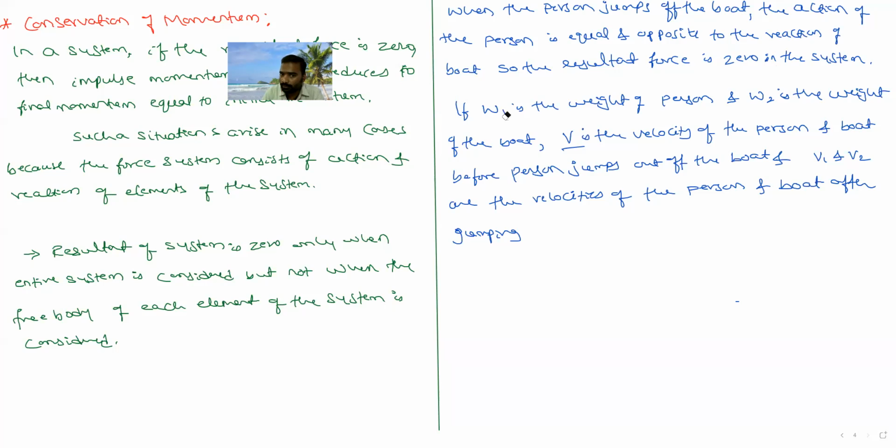In this system, if W1 is the weight of the person, W2 is the weight of the boat, V is the velocity of the person and boat before jumping when they are in the boat, then V1 and V2 are the velocities of the person and boat after jumping. If this is the case, then according to the principle of momentum, what will be?